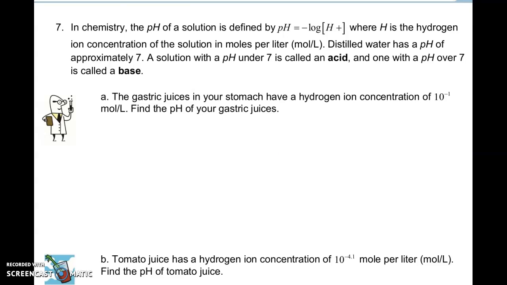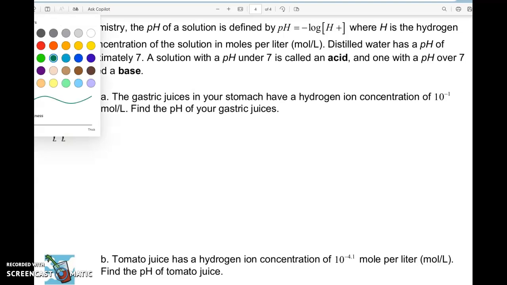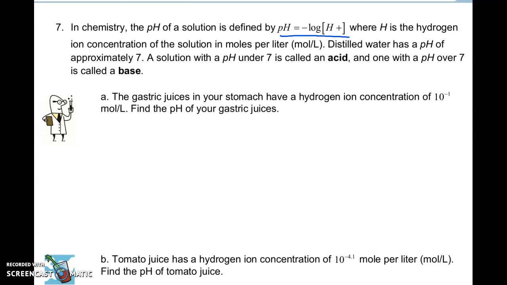The remaining page is some applications. And so we have, it says here in chemistry, the pH of a solution is defined by this function, where H is the hydrogen ion concentration of the solution in moles per liter, and distilled water has a pH of approximately 7. A solution with a pH under 7 is called an acid, and if you're over 7, it's a base.